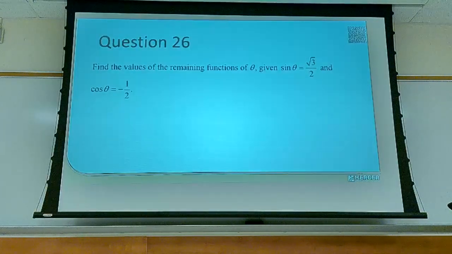Here we're given two values. Sine is √3/2. Cosine is -1/2. Find the remaining 4. Well, 2 are freebies. Actually, they're all freebies. Do we have everything? I don't need to worry about anything else, because all the remaining 4 trig functions can be defined in terms of sine and cosine.